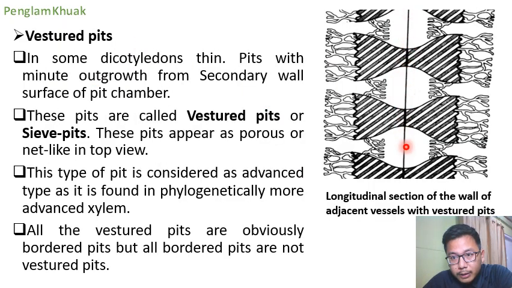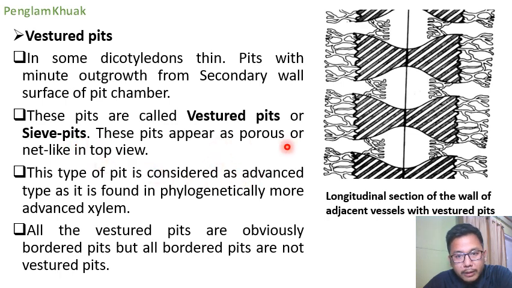Let's talk about vestured pits. The middle lamella will be present, next to the middle lamella the primary wall, and next to the primary wall the secondary wall. In this case also there is a primary wall and a secondary wall. In some dicot plants, pits have minute outgrowths from the secondary wall surface of the pit chamber. These are called vestured pits or sieve pits.